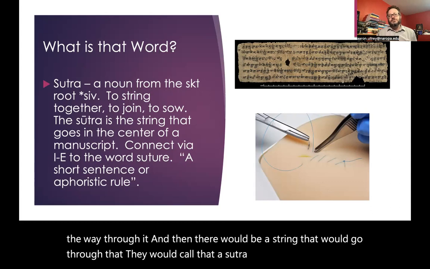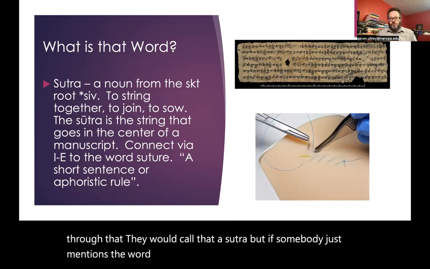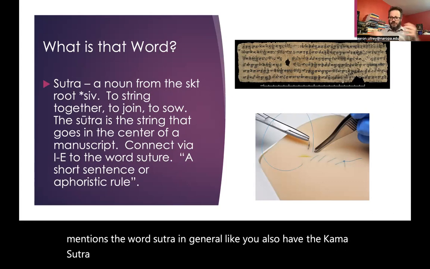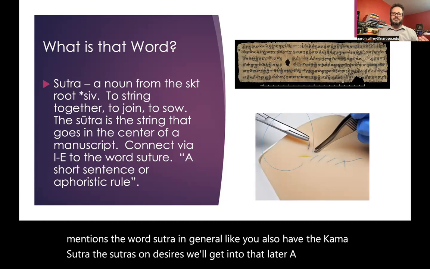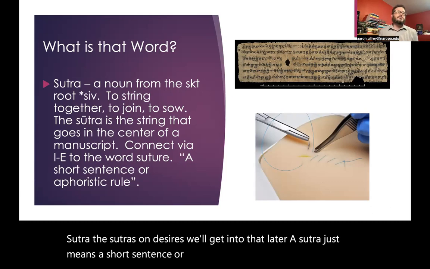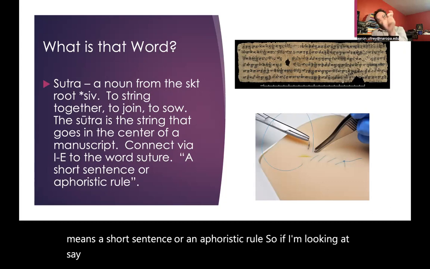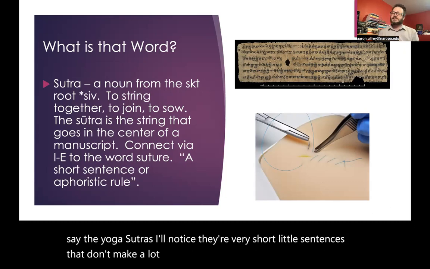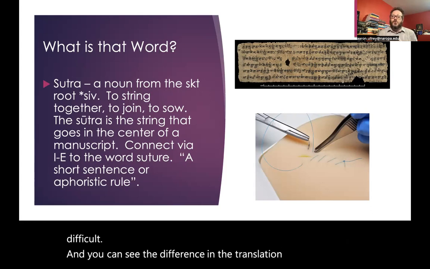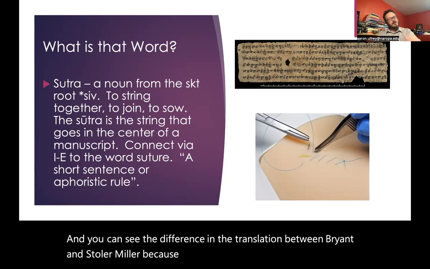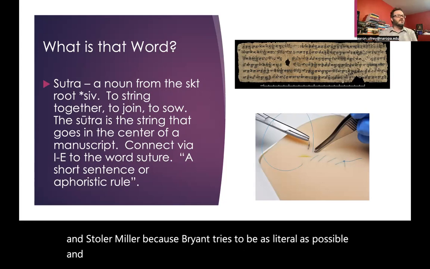But if somebody just mentions the word sutra in general, like you also have the Kama Sutra, the sutras on desires, we'll get into that later, a sutra just means a short sentence or an aphoristic rule. So if I'm looking at, say, the Yoga Sutras, I'll notice they're very short little sentences that don't make a lot of sense. And that's why the translation is difficult. You can see the difference in the translation between Bryant and Stoller Miller, because Bryant tries to be as literal as possible, and Stoller Miller gives me more of the flavor of the text.